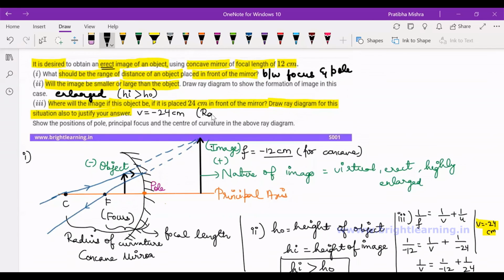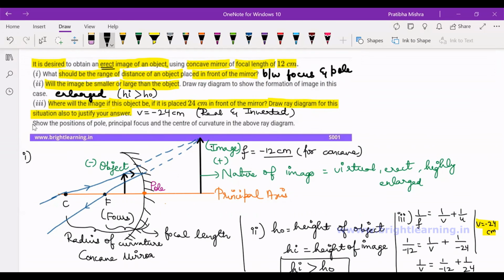Real and inverted, I would say. To be more precise, real and inverted in nature. Okay. Right now, they're not asking about the size of the object and the image, so you don't have to actually do it. So that's more than enough.